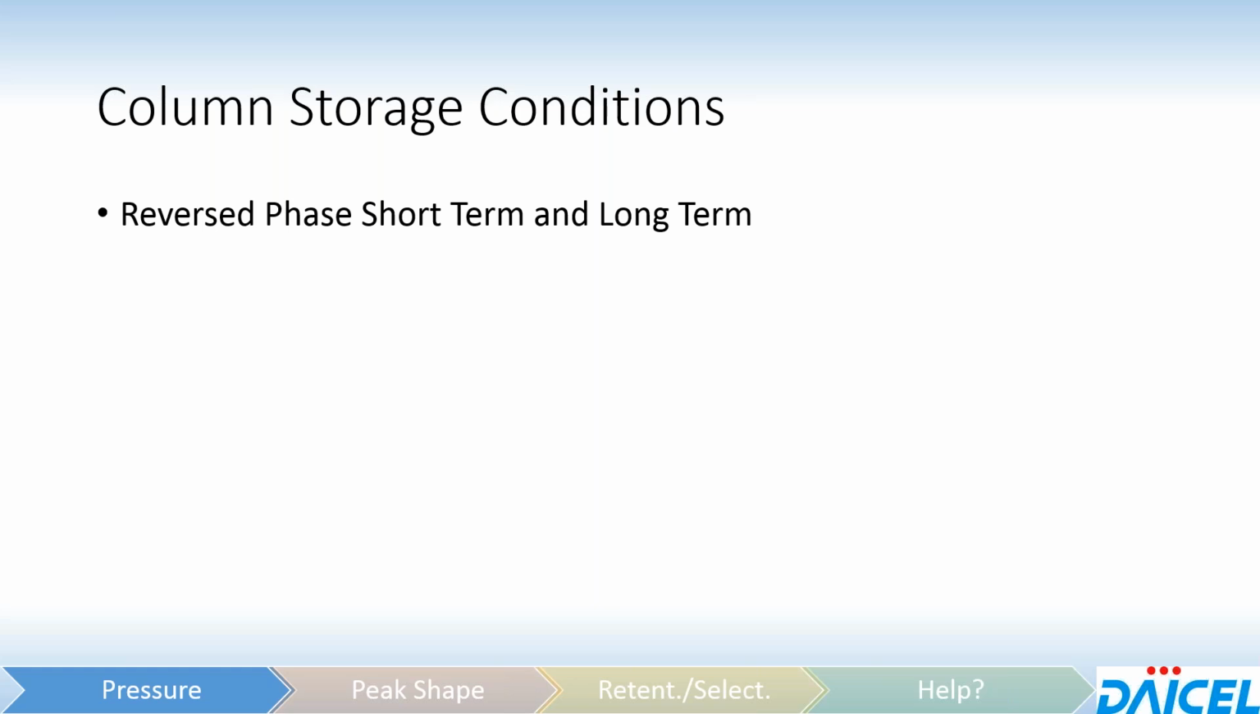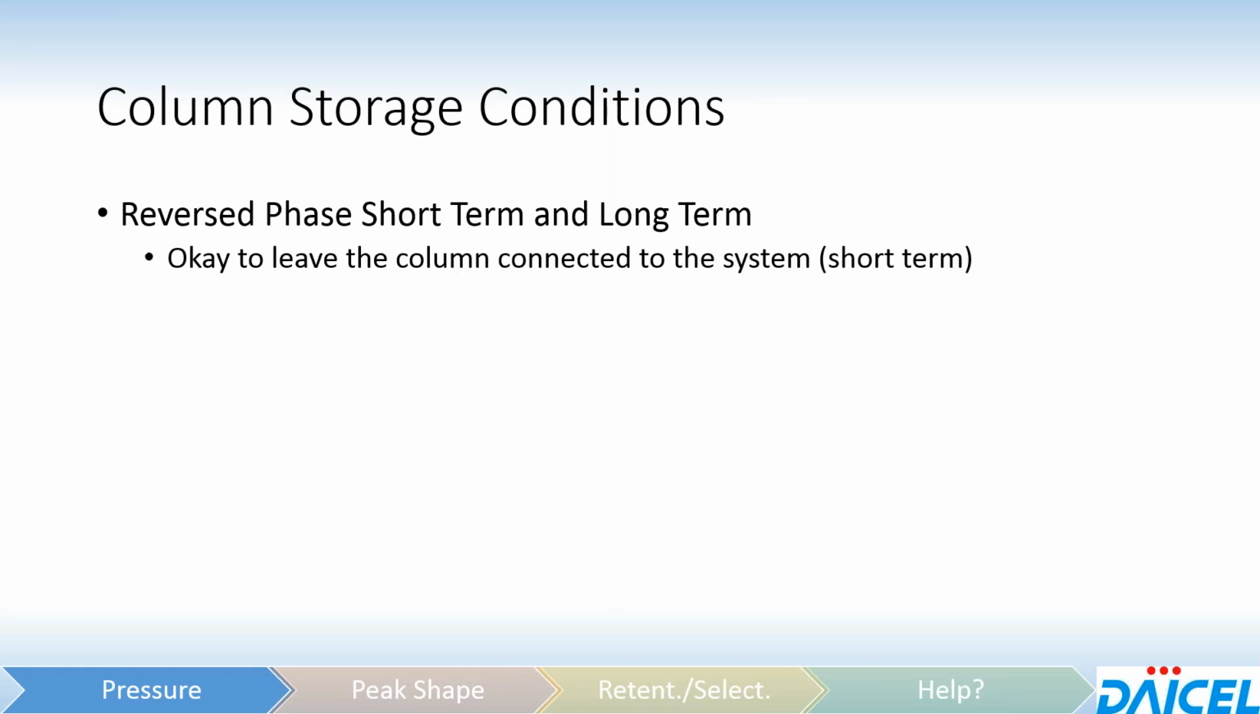Dealing with reversed phase columns or reversed phase mobile phases first, both short-term and long-term storage are pretty much the same. For short-term, it's okay to leave the column connected to the system, but long-term, you might want to take it off and perhaps store it in the refrigerator, especially if you are using biological samples, anything that might be exposed to bacteria. Bacterial growth is an issue, as I mentioned before.